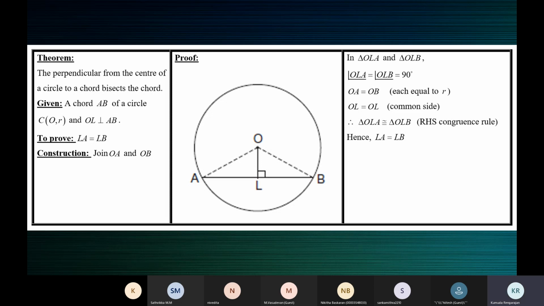Okay, so we have done quite a few numericals from this chapter, circles. Let's see the theorems involved in this chapter, circles, now. So this is the first theorem. The perpendicular from the center of a circle to the chord bisects the chord. So we have a circle, and if we draw a perpendicular from the center of a circle to the chord, it bisects the chord. So see here.